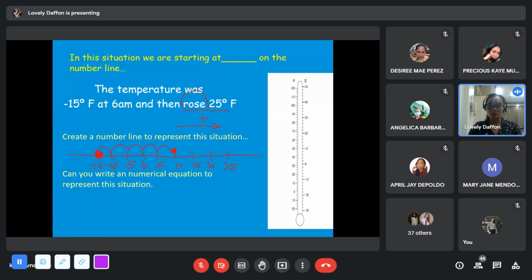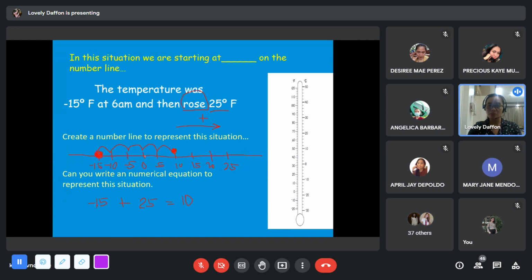So what should be the number line for this? What's the numerical equation? This should be negative 15 plus 25. So our answer here is 10. This is how you're going to represent your answer on the number line.